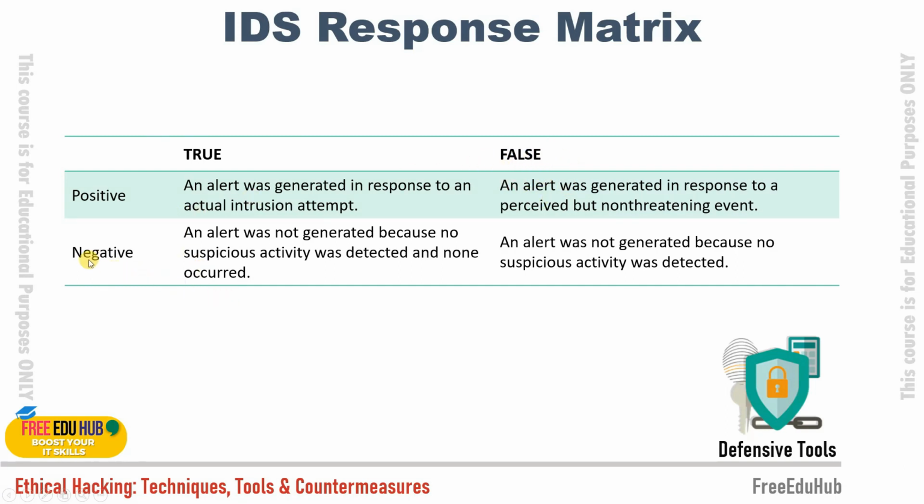Then we have a true negative. For example, an alert was not generated because no suspicious activity was detected, and no attack was taking place on the network. Whereas a false negative could be when an alert was not generated because no suspicious activity was detected in the system.